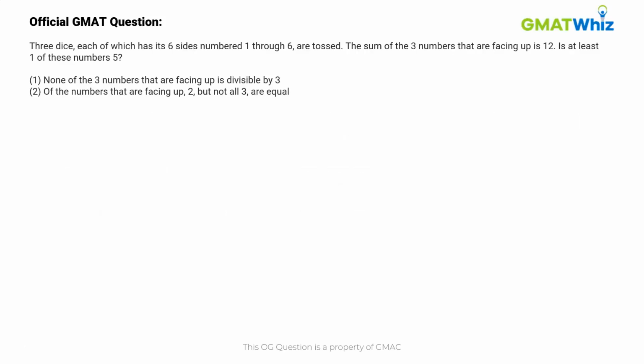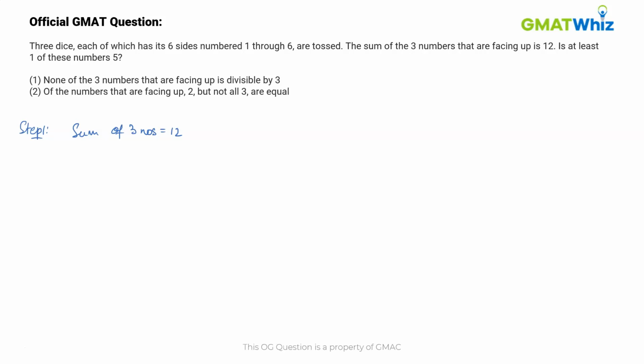In this question, we are given that there are 3 dice, each of which has 6 sides numbered 1 through 6. They are tossed. The sum of the 3 numbers that are facing up is 12. So the sum of 3 numbers is equal to 12. Is at least one of these numbers 5?